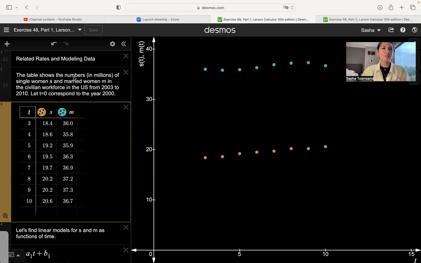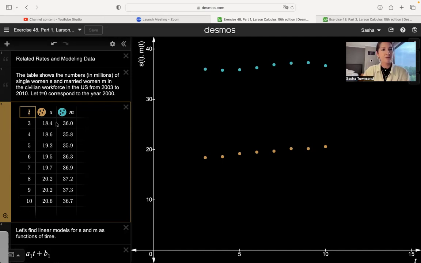So we've got some data that they're given in the table below. The table shows the number in millions of single women S and married women M in the civilian workforce in the US from 2003 through 2010. We'll let T equals 0 correspond to the year 2000. So T equals 3 is 2003, T equals 4 is 2004, and as we increase, eventually we get to T equals 10 in 2010.